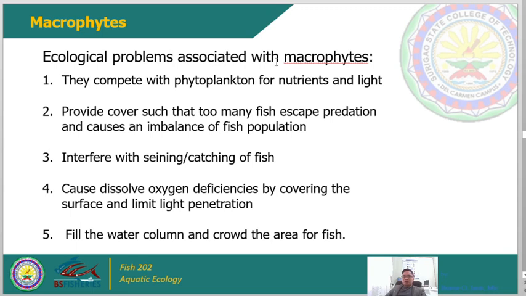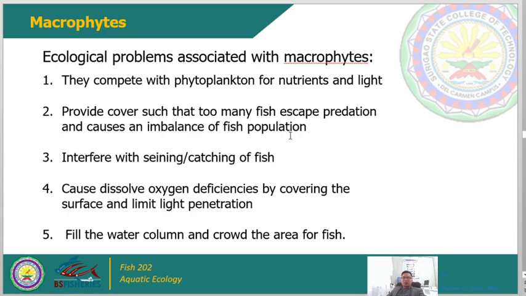And ecological problems associated with macrophytes. What are the problems that you commonly see in macrophytes that cause them to be depleted or their numbers to decrease in that particular aquatic ecosystem? So sometimes they compete with the phytoplankton for the nutrients and light, no? Usually they compete with the phytoplankton for nutrients or light. They provide cover such that too many fish escape predation and cause an imbalance of the fish population.